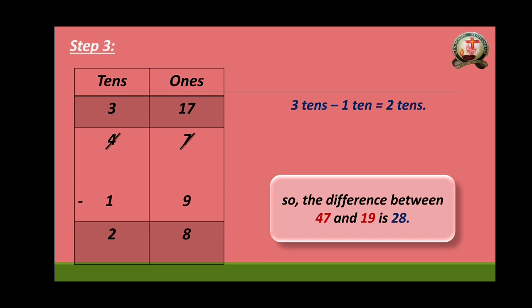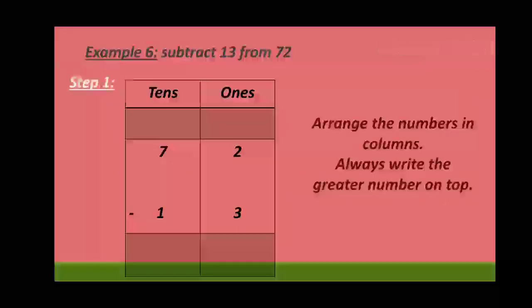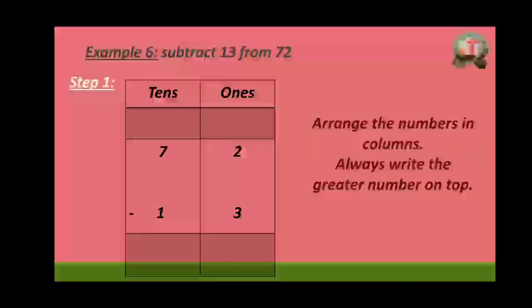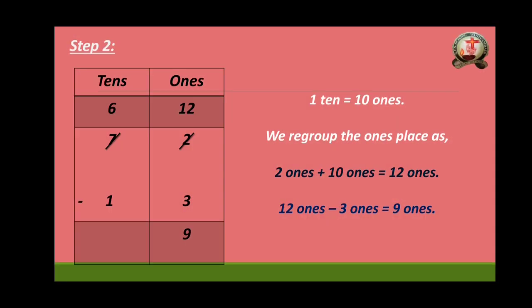Okay children. Now let's see the next example: subtract 13 from 72. Okay. So what we have to do first? As usual, the first step is we have to arrange the numbers in ones and tens columns and we have to put the greater number on top. Then only we can subtract the numbers, right? So the second step is we have to subtract the numbers in ones column.